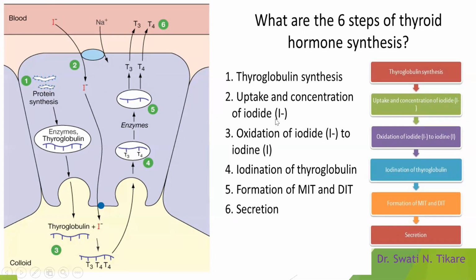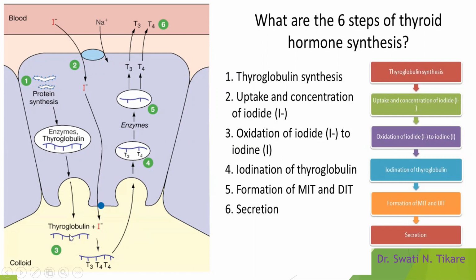The third step will be oxidation of iodide to iodine. So the iodide itself is not useful. It is oxidized first to iodine. Then the fourth step is iodination of thyroglobulin. That means this iodine gets incorporated into the thyroglobulin. Tyrosine, which was not iodinated, becomes iodinated.